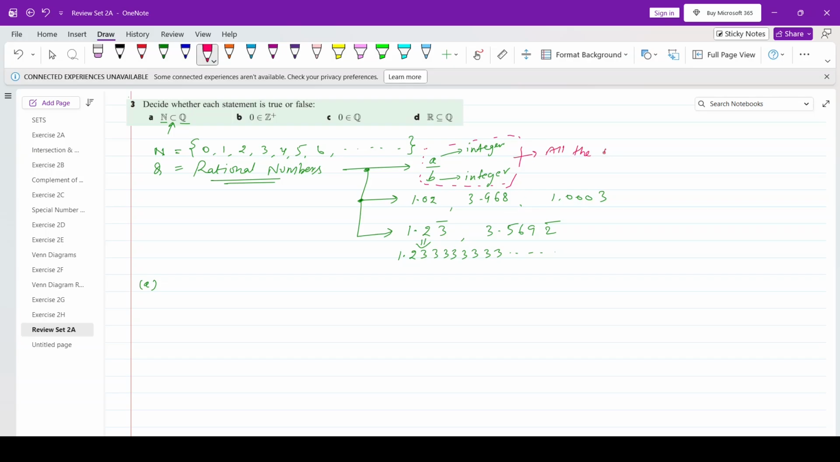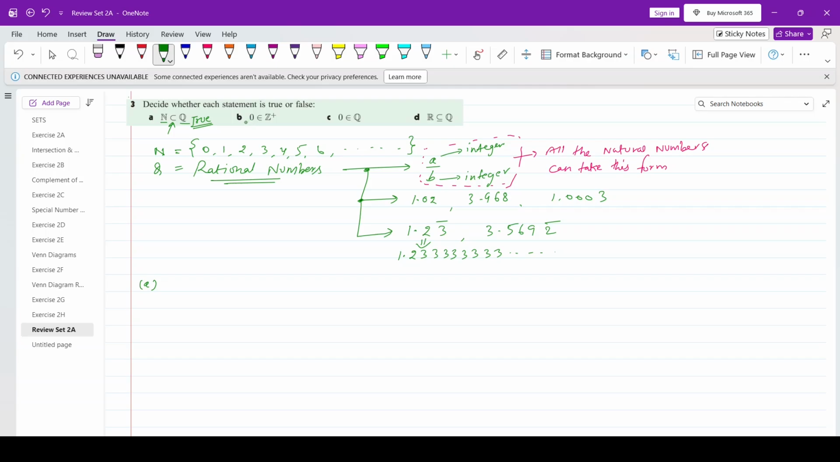All the natural numbers can take this form. Therefore, the set of natural numbers is a proper subset of rational numbers. Yes, this statement is true.